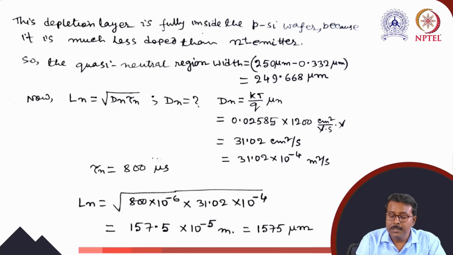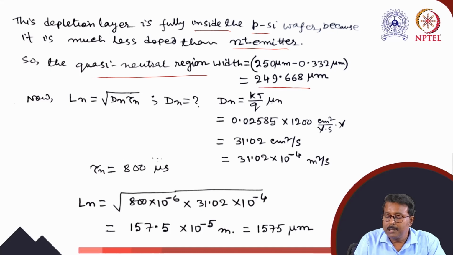Assuming the depletion layer is fully inside the P silicon wafer only, because it is much less doped than the N plus emitter, the quasi-neutral part is 250 micron minus 0.332 micron, that is 249.668 micron. This is the quasi-neutral part. Now we have to calculate the Ln, diffusion length.